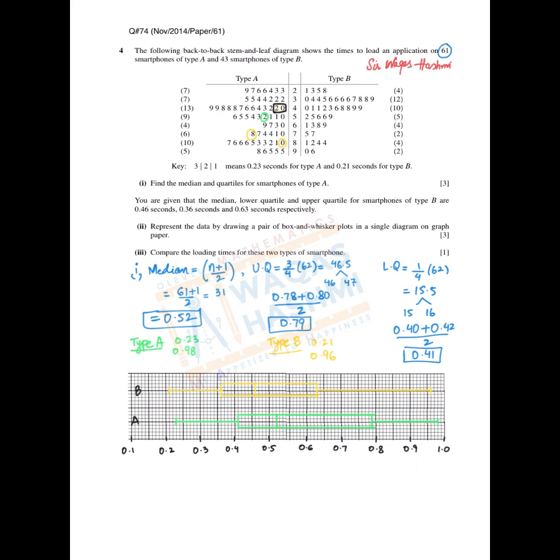In the next part, it says compare the loading times for these two smartphones. You can see that the median of B is slightly towards the left side. So if I need to make a comment here for part 3, I can say that smartphones of type B are faster as compared to type A.